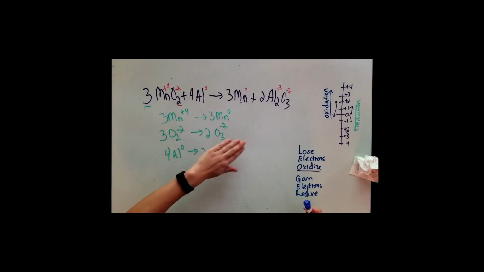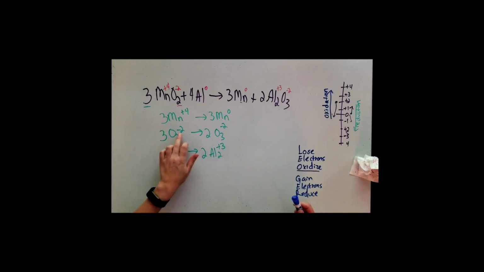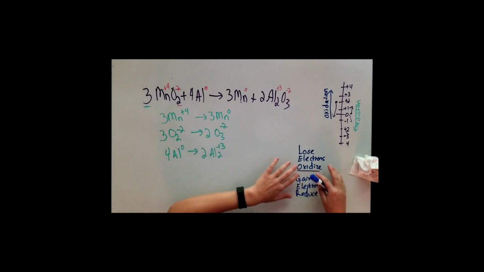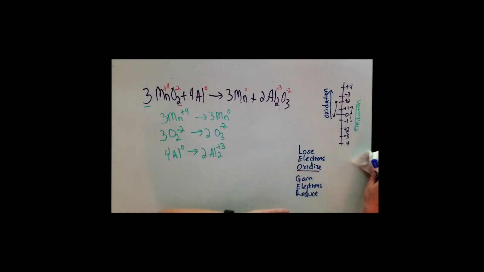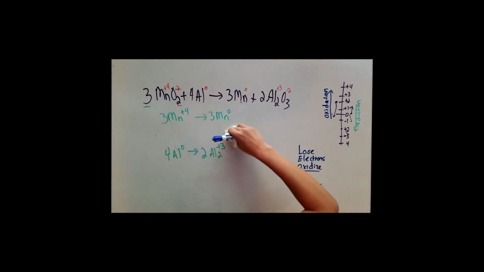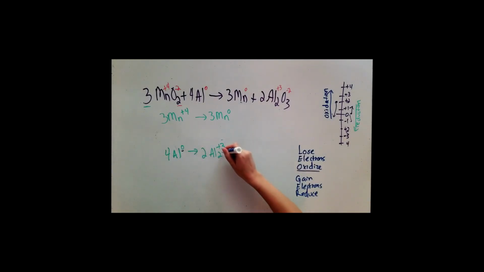Manganese, something's definitely happening, so I'm keeping him. Oxygen went from a -2 to a -2. So any electrons changing there? No. If the charges are the same on both sides of the equation, it is not part of the redox situation. It wasn't oxidized, it wasn't reduced. Okay, so I'm going to erase this one because we are not going to characterize him. All right, and the last guy, going from 0 to a +3. So the charge definitely changed. Okay, so if the charge changed, something happened. It was either oxidized or reduced.